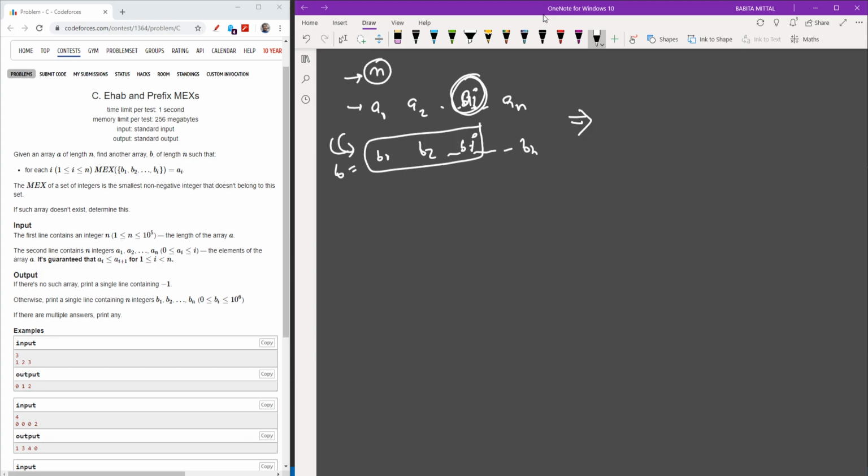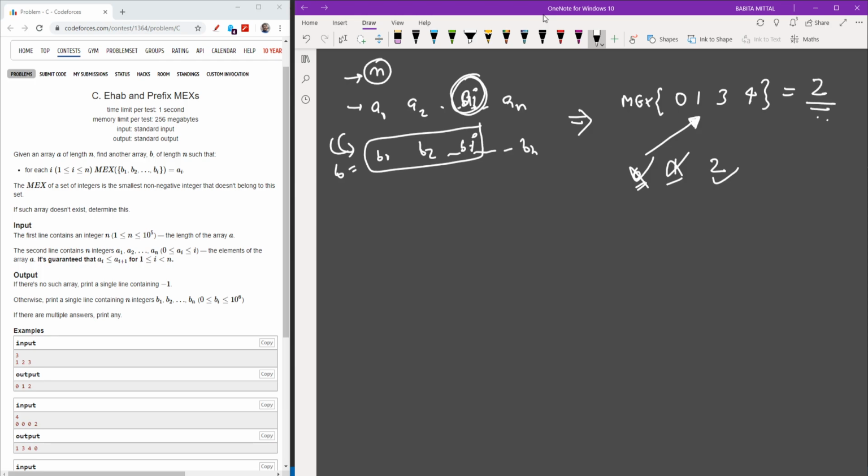Now what is MEX? MEX of some specific numbers, let's suppose 0, 1, 3, 4, is the minimum number which is not in there, starting from 0. So starting from 0, I will check the minimum value which is not present. 0 is present, so I will not take it. 1 is present, so I will not take it. 2 is not present, so the MEX value will be 2.